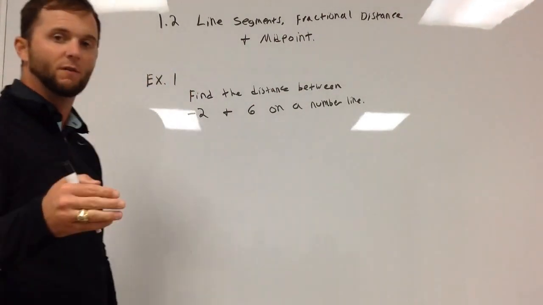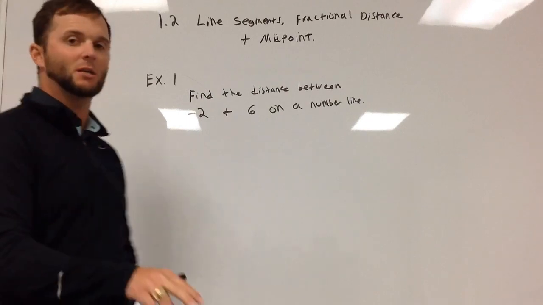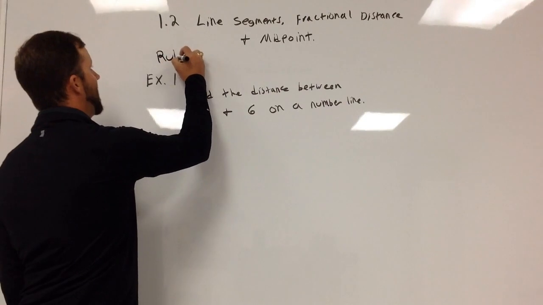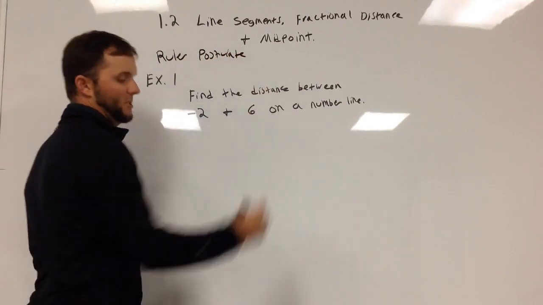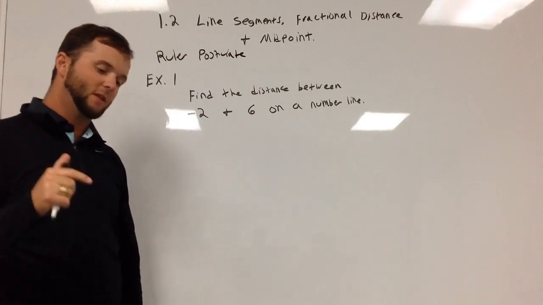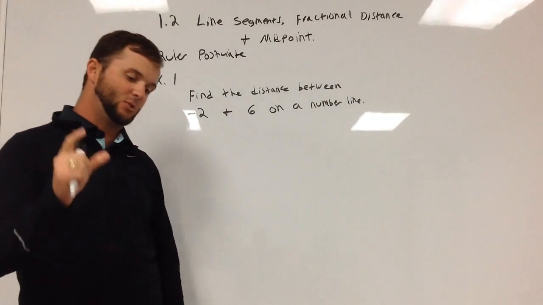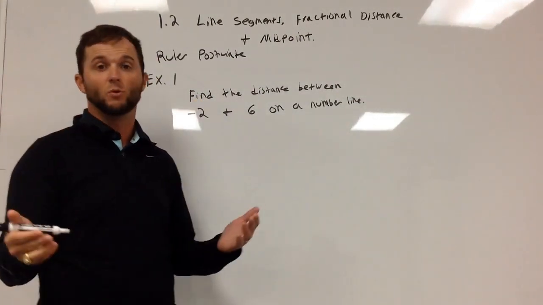So what you need to know first is if you look right underneath your vocabulary, right where it says postulate, you're going to write in this postulate. We are doing something today known as a ruler postulate. What the ruler postulate states is, to measure the length of a segment, you can use a number line to count the distance between the two endpoints. So just like you would count from one point to the next, that's what you do on a number line.